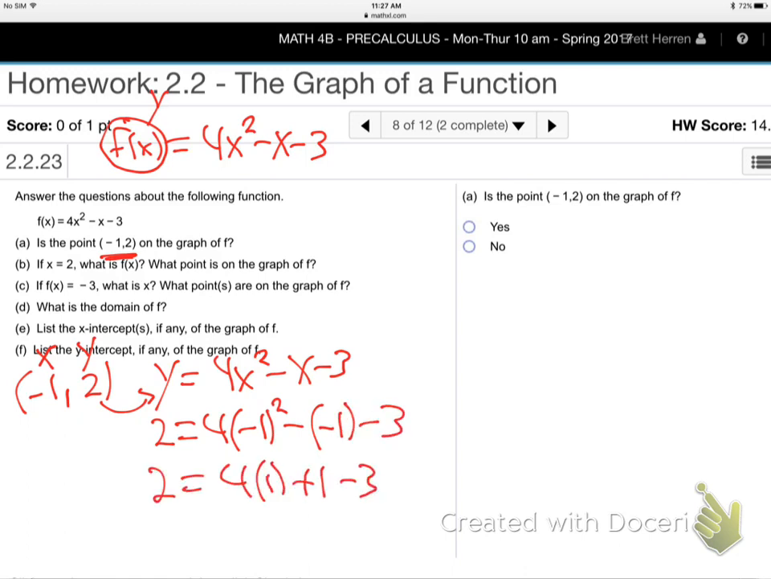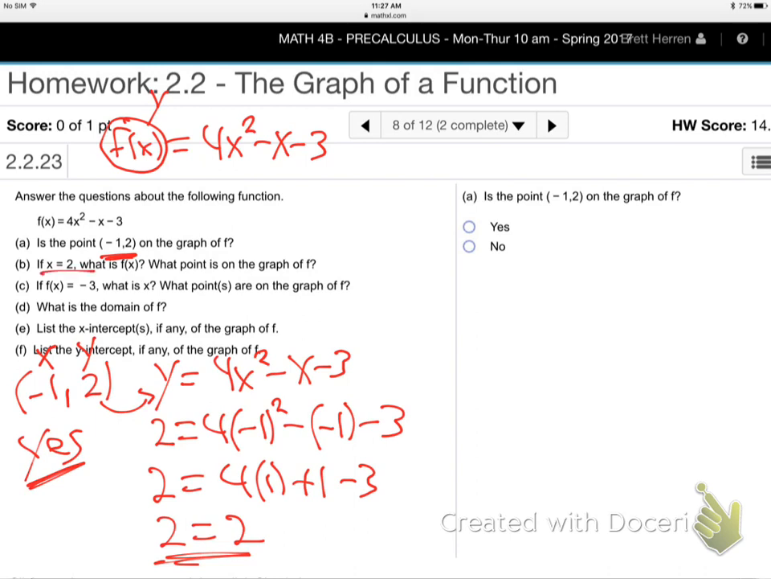Plus 1 minus 3. What is that? 5 minus, oh, it's 2. Yeah, it works. So it comes out true, so we'll say yes. If those had come out not equal, we would say no. So that's on the graph. That's how a point gets on the graph. That's the membership requirement for being on the graph.